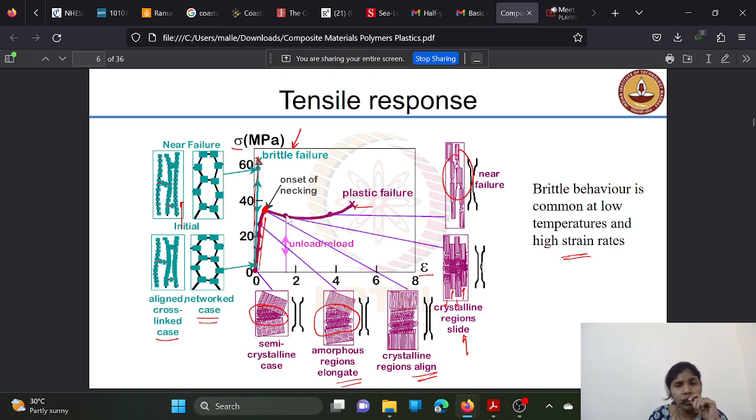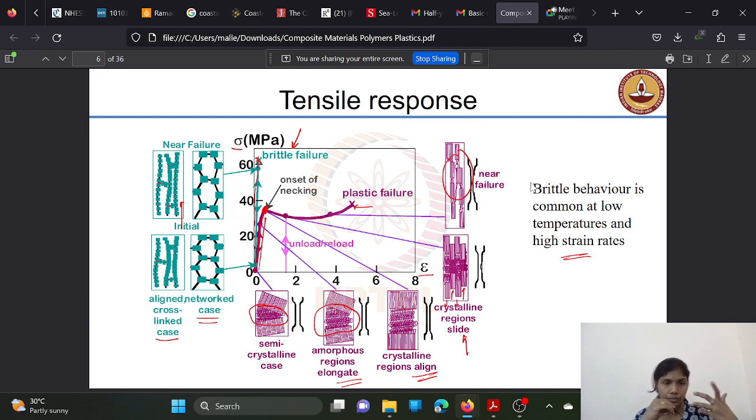See, after this yield point, these crystalline regions are sliding against each other. The crystalline regions are sliding against each other, and near this plastic region, you can see how the material has got deformed. So the tensile response of a polymer is depicted in this particular graph and the figures here. Brittle behavior is common at low temperatures and high strain rates. For polymers, the brittle behavior is common at low temperatures, but when you increase the temperature, you can see the plastic nature of the polymer.